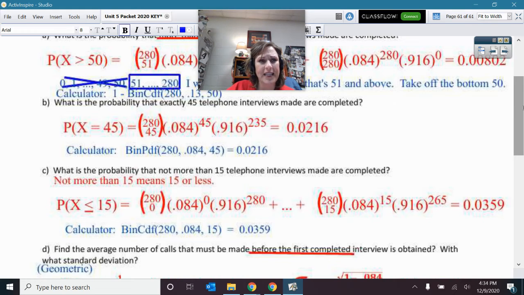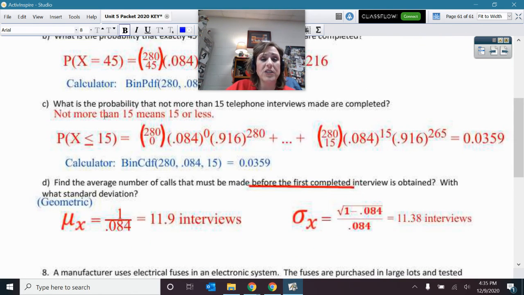All right, exactly 45. That's a PDF. 280, exactly 45. So there's what I put in my calculator. 45 successes. And then you do 280 minus 45, how you get the 235.